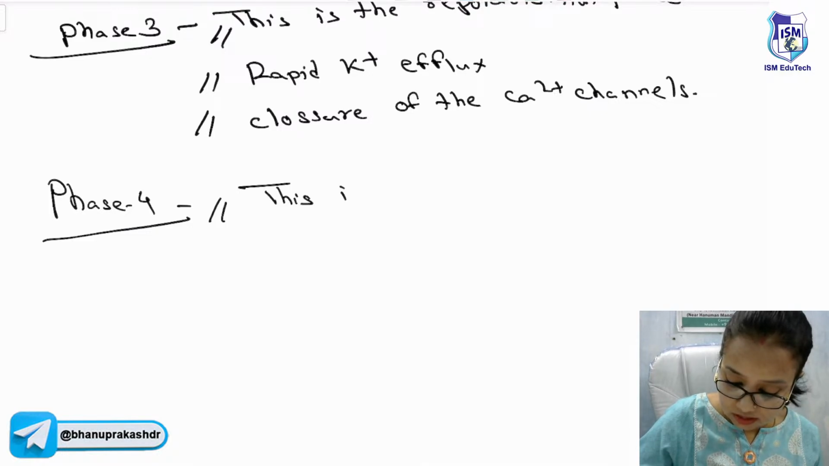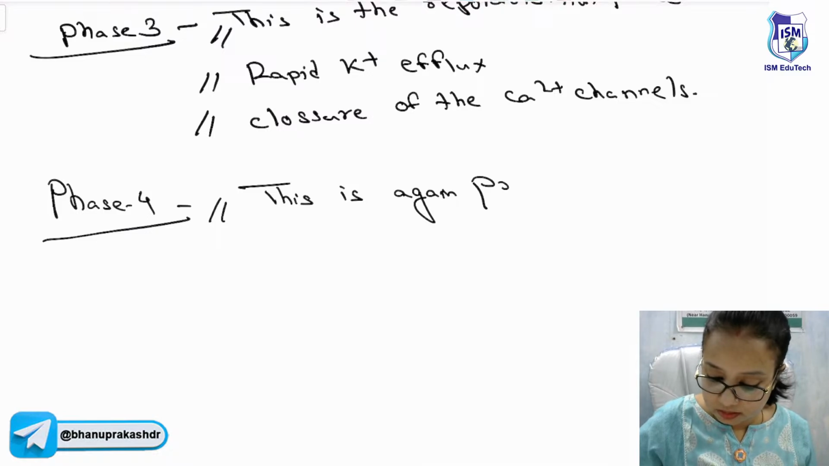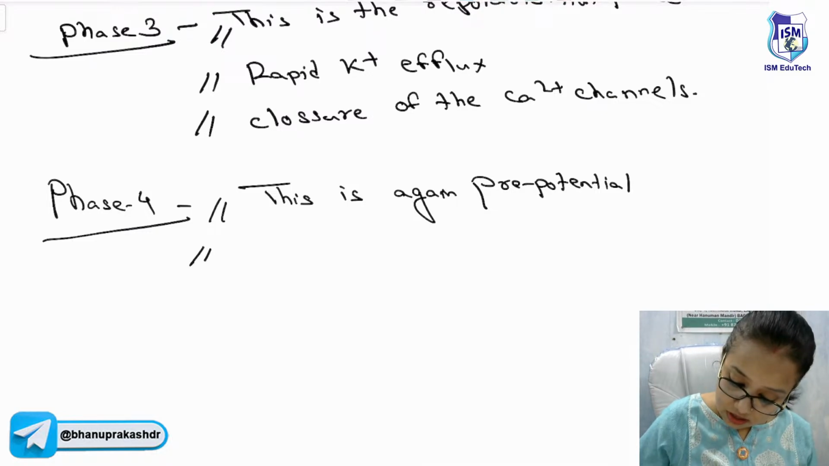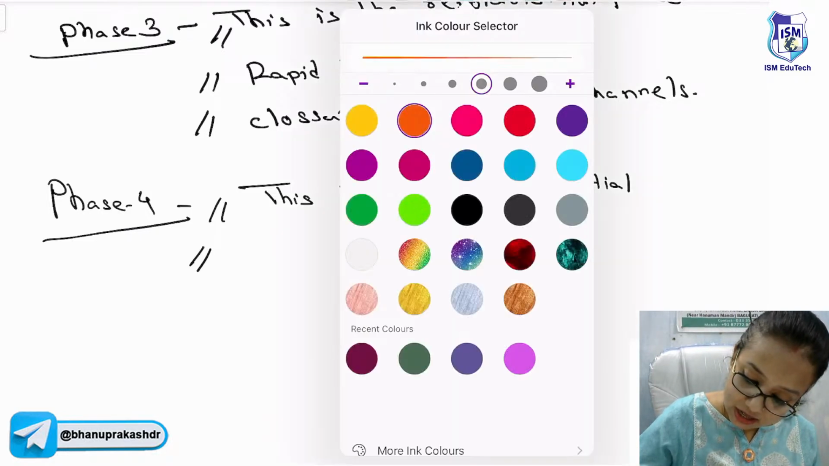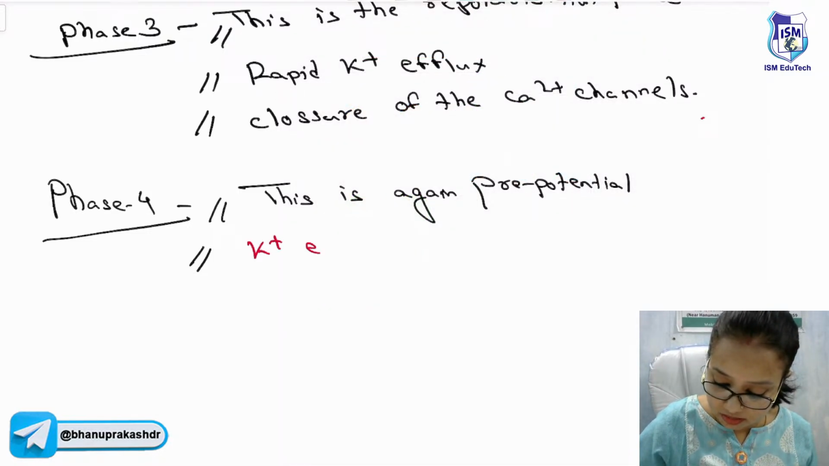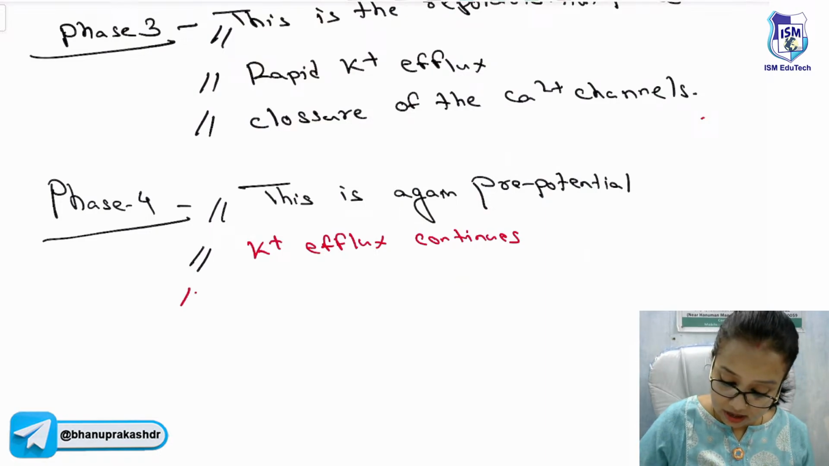This is again pre-potential. So what is the ionic basis of the phase 4 here? The ionic bases are multiple. First, obviously, potassium efflux continues, but that alone is not enough.